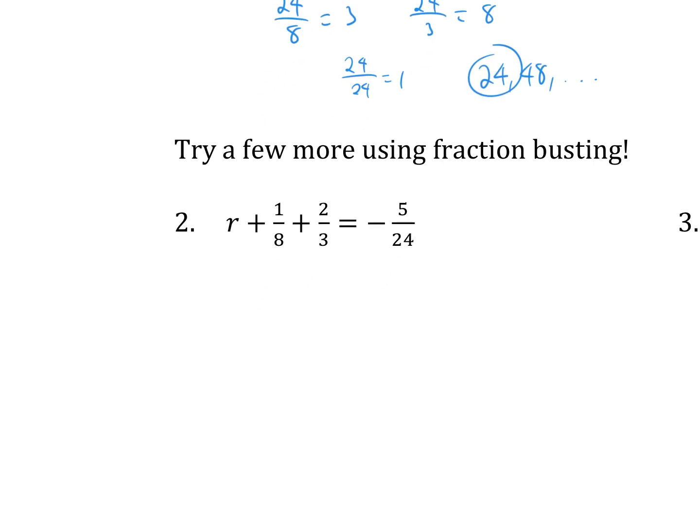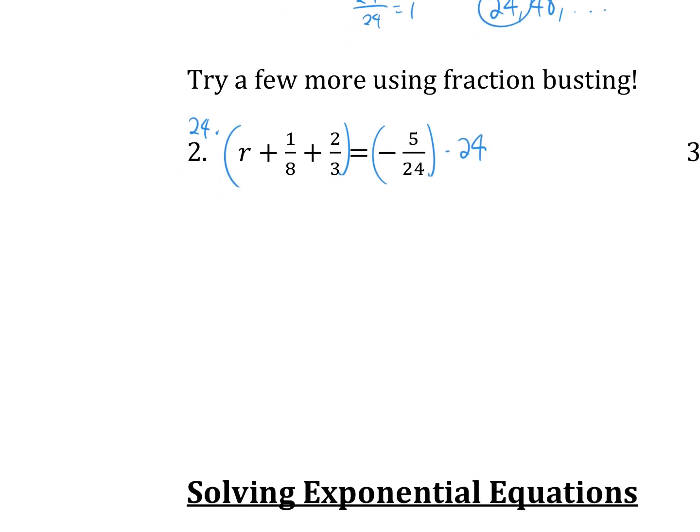So let's do that. We're going to put parentheses here, times 24, this side times 24. All right, so we're going to distribute this to everything. What's 24 times r going to be? It's 24r. What's 24 times 1/8? Well, 24 over 1. If you want to just distribute or cancel stuff as you go, that's fine.